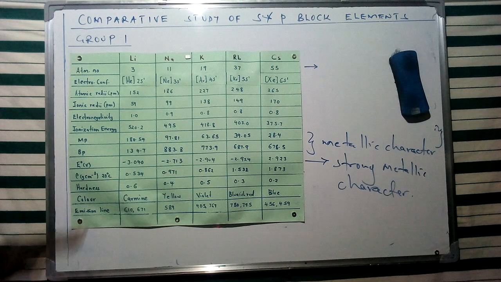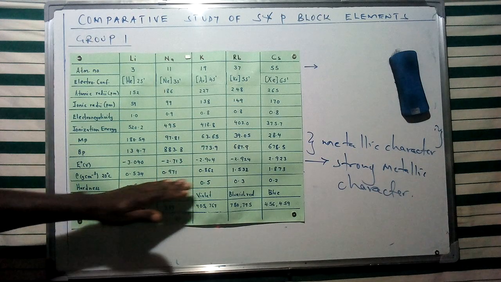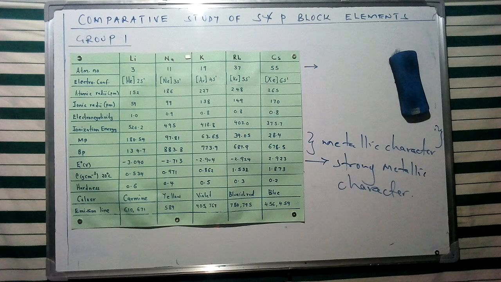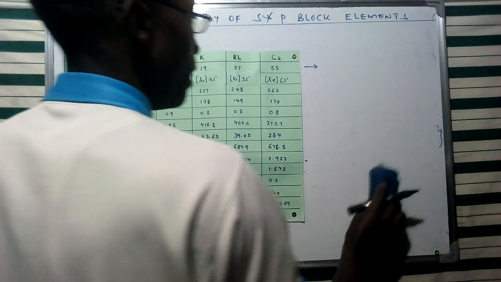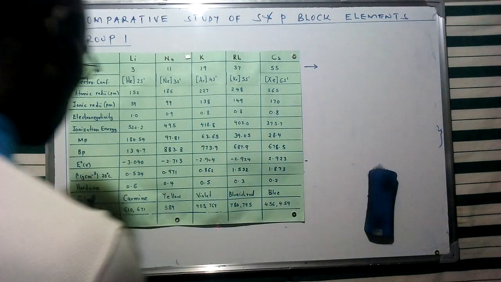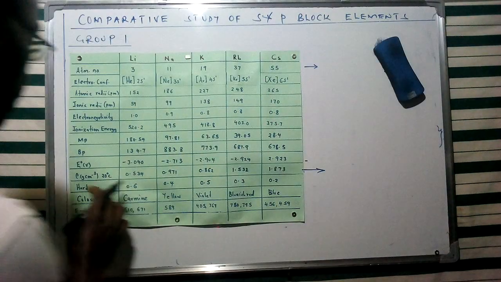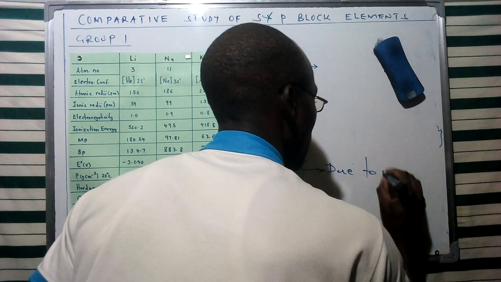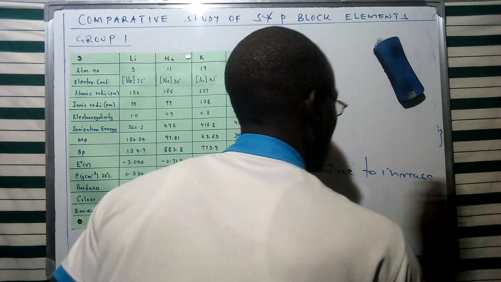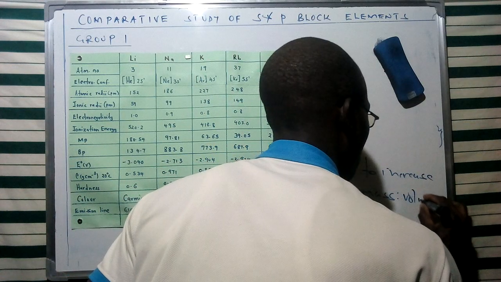Now, the density for this particular group of elements, group 1, is going to increase down the group. The increase in density is going to be associated with the increase in mass to volume ratio. So we can indicate that the increase in density down the group is due to an increase in mass to volume ratio.